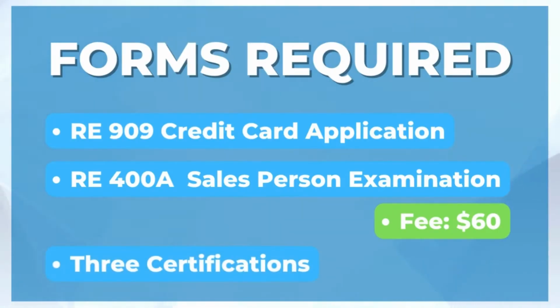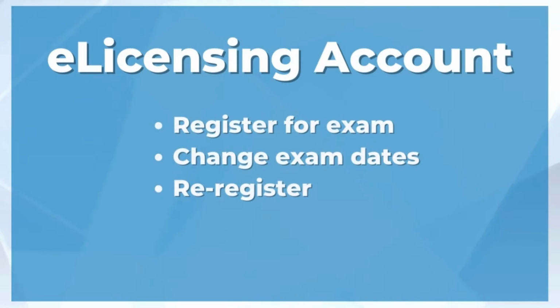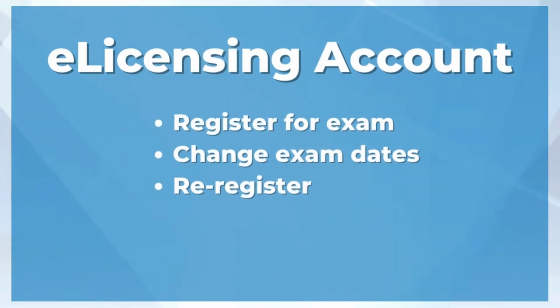Quick note, if you need to reschedule your exam, it will cost you $15. In the case that you don't pass the exam on the first try, you will have to pay the $60 over again. In addition to the application fee, you will be required to submit your 3 previously earned certificates of completion. Altogether, you will be sending in forms RE 909, RE 400A, and the 3 certifications you earned earlier. Next, you'll create an e-licensing account with the Department of Real Estate, which will allow you to register for your exam, change the dates of your exam, and re-register in the case you don't pass.